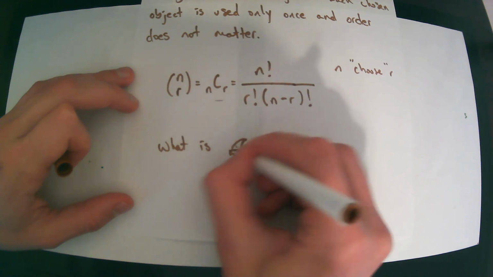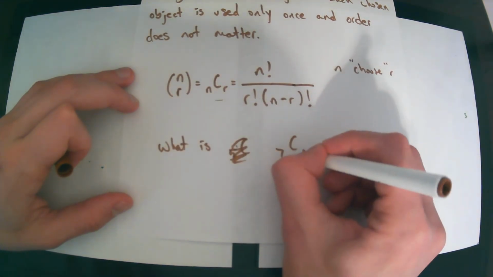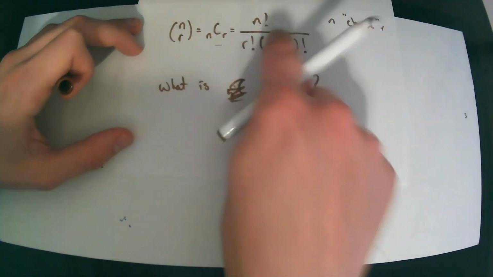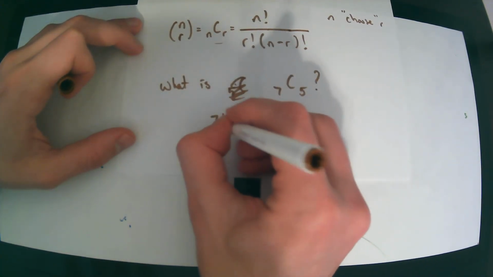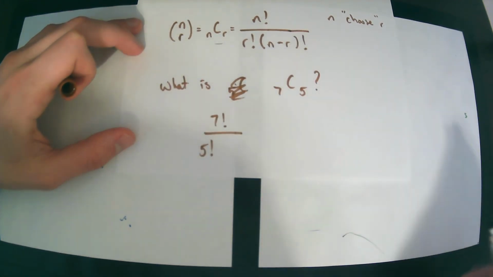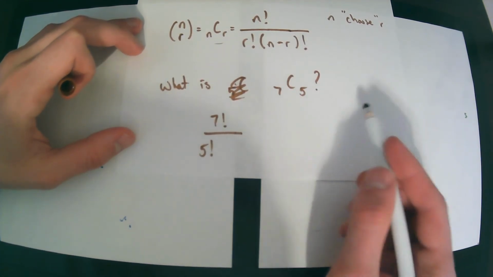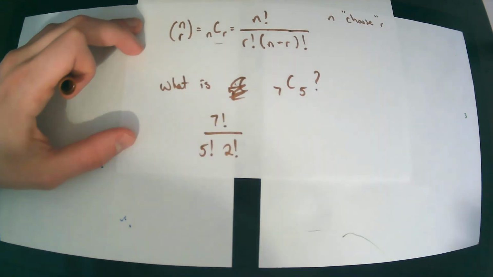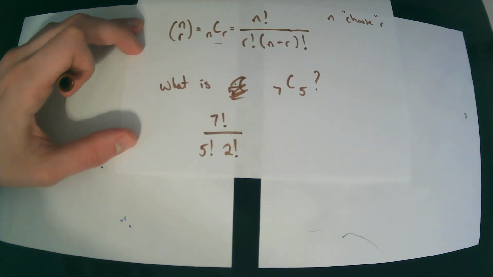Oh, dang it. What is 7 choose 5? Well, according to this, it would be 7 factorial over 5 factorial times n minus r, which is 7 minus 5, is 2 factorial. So don't forget that every number in this should have a factorial on it. After you do the subtraction, that number should have a factorial too.